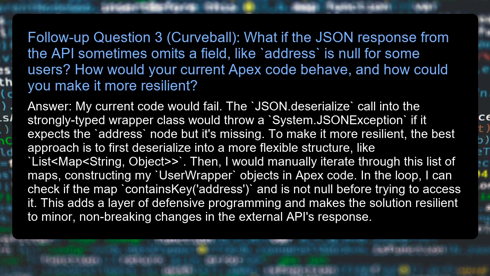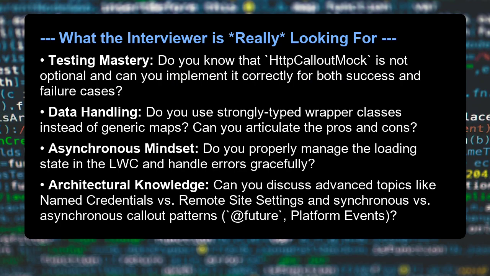To make it more resilient, the best approach is to first deserialize into a more flexible structure, like List<Map<String, Object>>. Then, I would manually iterate through this list of maps, constructing my user wrapper objects in Apex code. In the loop, I can check if the map contains the key 'address' and is not null before trying to access it. This adds a layer of defensive programming and makes the solution resilient to minor, non-breaking changes in the external API's response.